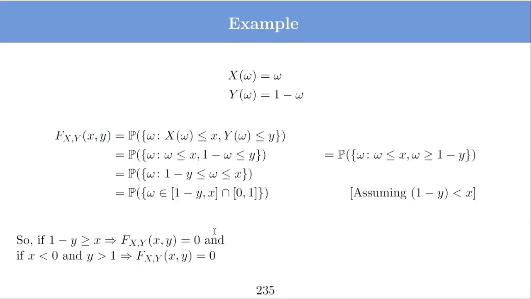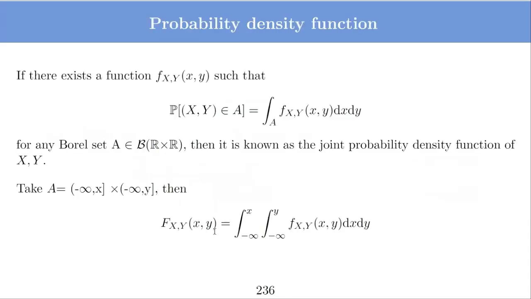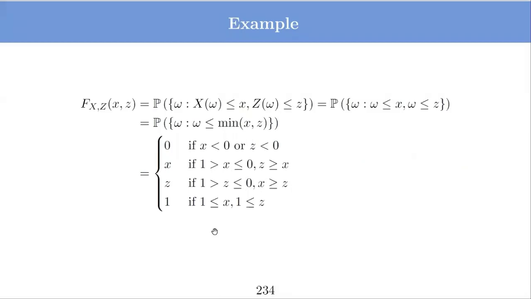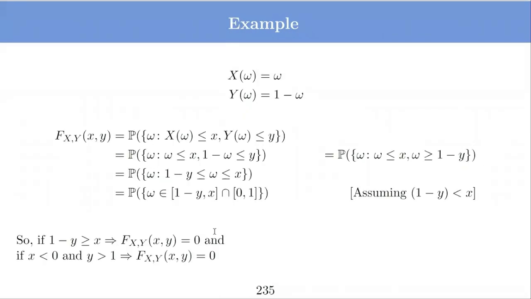So this way we got the CDF of this, and we see that this CDF is very different from the joint CDF of X comma Z. So looking at the joint distribution, it is in some ways easier to know when two random variables have some correlation, or whether they are independent, or whether they are equal or not.